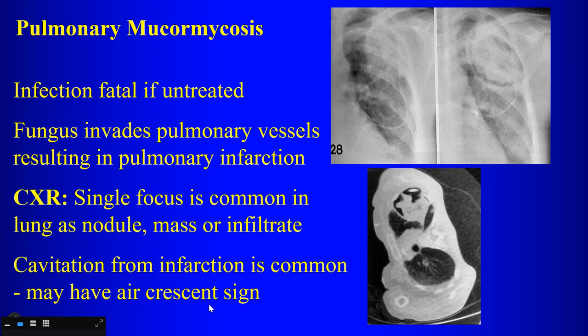And so these patients can develop infection that is fatal if untreated, probably because of the underlying problems that the patient has. The fungus can invade pulmonary vessels, can have single or multiple form infection, can look like invasive aspergillosis, where there is crescent formation, okay? Cavitation from infarction, just like invasive aspergillosis. So pulmonary mucormycosis, think about this if you have funny looking lesions in a patient who's diabetic.